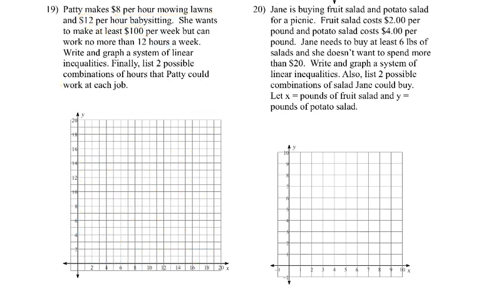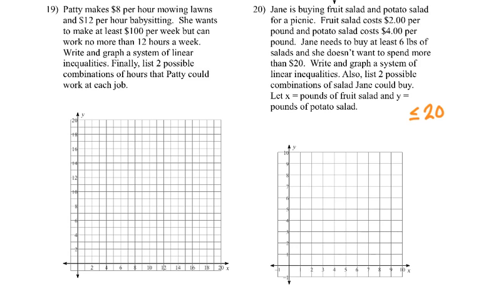So Jane is buying fruit salad and potato salad for a picnic. Fruit salad costs $2 per pound and potato salad costs $4 per pound. Jane needs to buy at least 6 pounds of salads and she doesn't want to spend more than $20. So let's do money first. So $20 is our max. So it's got to be less than, but it could be equal to.